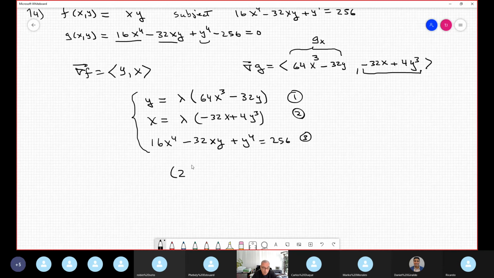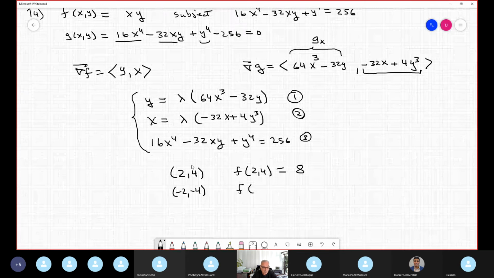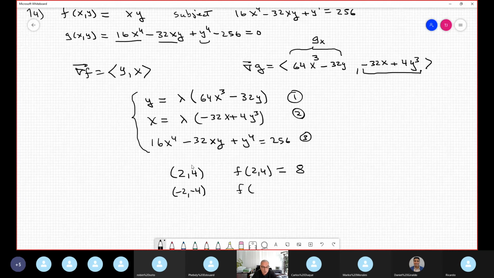The maximum occurs at the points (2,4) and (negative 2, negative 4). And the function at these points is 8. The function is obviously even, it's an odd function, no? Yeah. But when you change doubly symmetric, it's the same value. And this is the max.